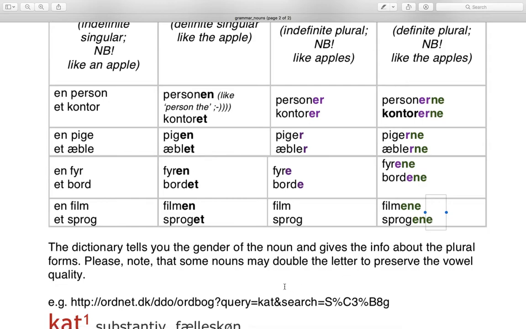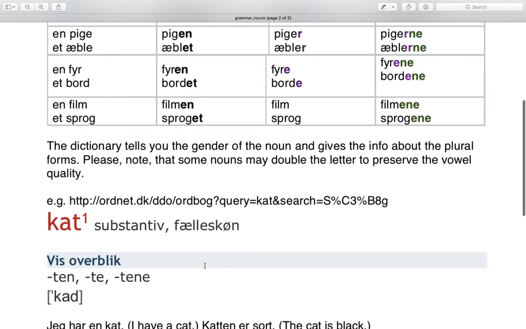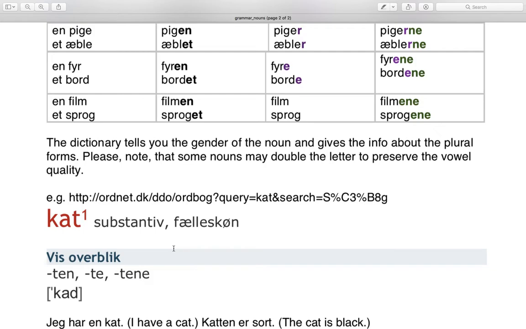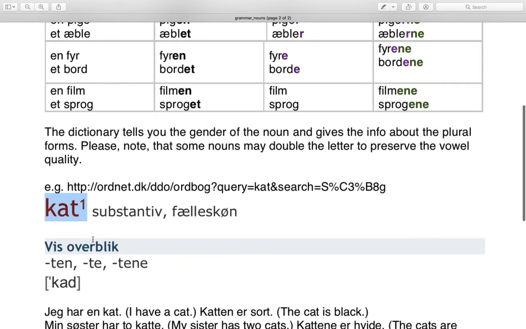The dictionary always tells you the gender, en or et, of the noun, and gives the information about the plural forms. So you can see, for example, only from the Danish dictionary, usually not in Google Translate, whether a noun is of the et or en group. So if I have the word cat, I would say, okay, it says in the dictionary ten at the end. So t is just an extra t for the stem of the word to make the sound in the middle stay short. So I would say katten, it would be the cat.